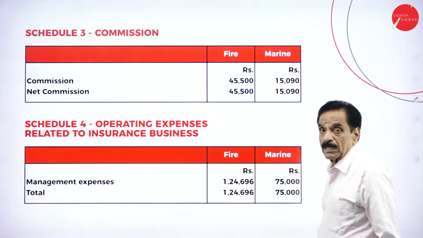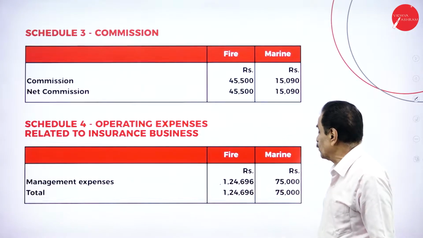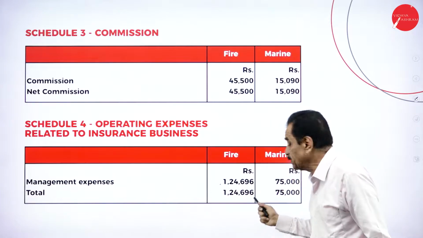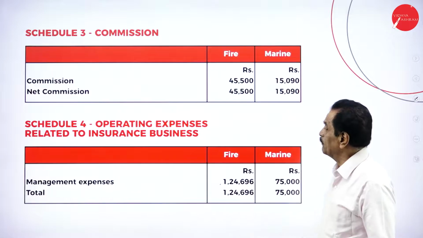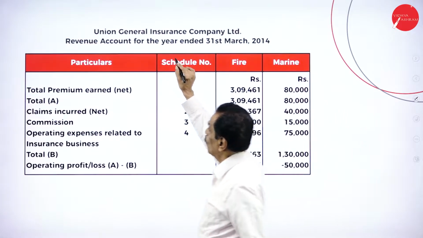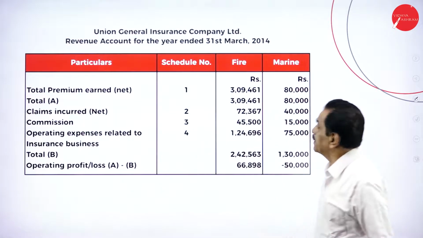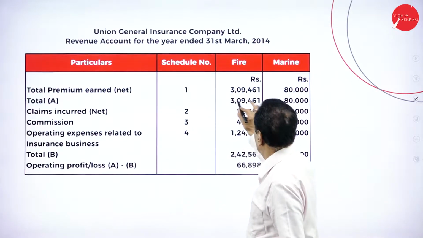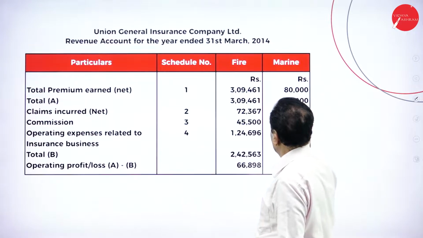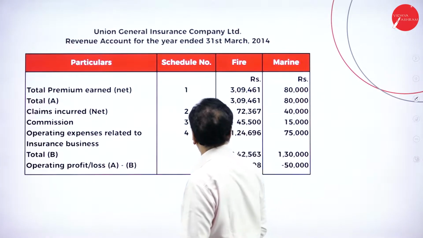Management expenses in case of fire, 1,24,692. In case of marine, 75,000. So this should be put into format now. Revenue account: you have to prepare revenue account for the year ended 31st March 2014. First is premium, so 3,09,481. This goes in favor of A.